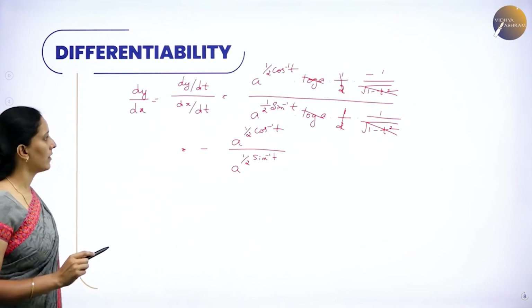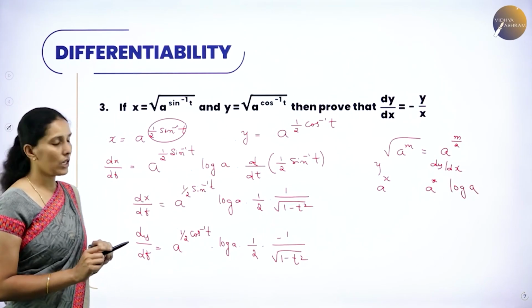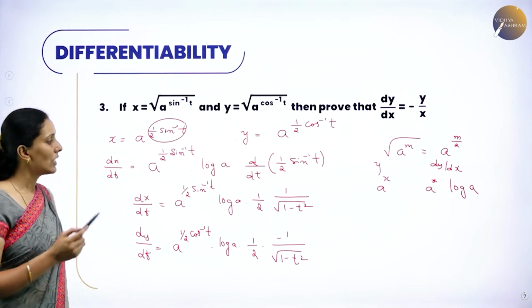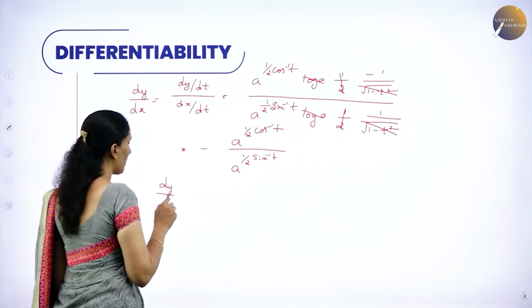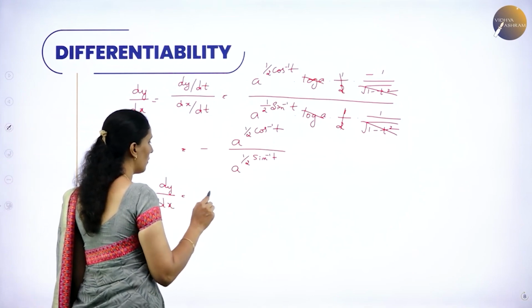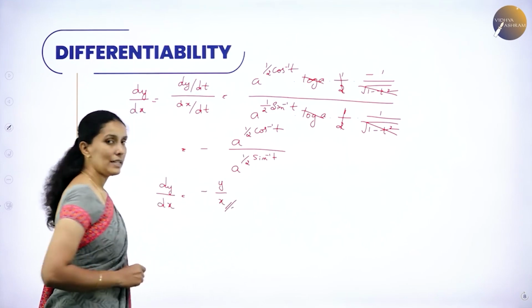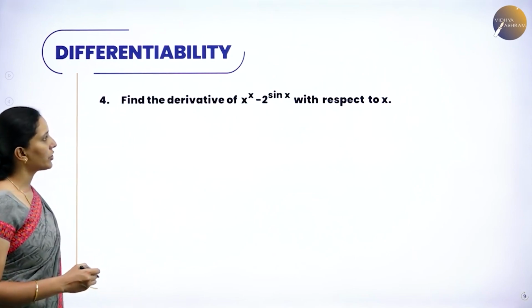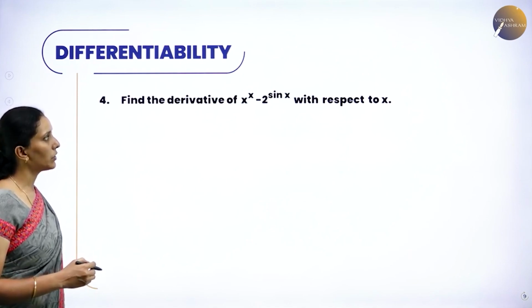So what is a 1 by 2 cos inverse t? We have taken it as y here. What is a 1 by 2 sine inverse t? It is x. So replace it there. So therefore dy by dx is equal to minus y divided by x. Hence we prove.